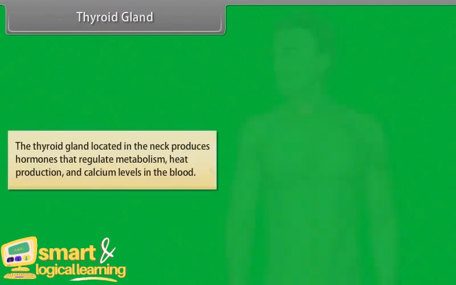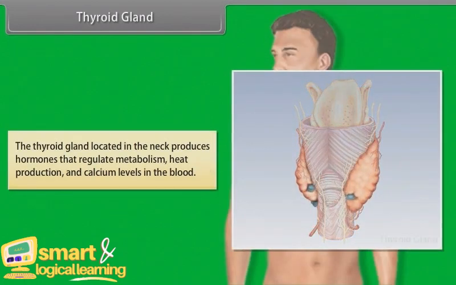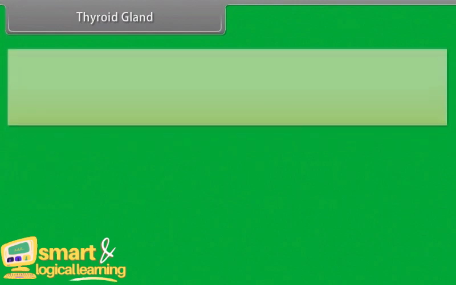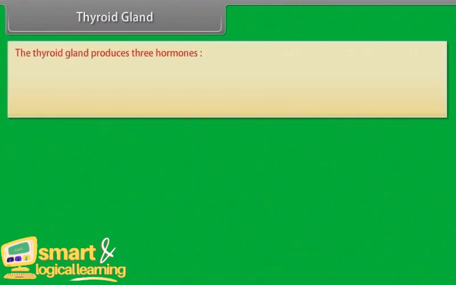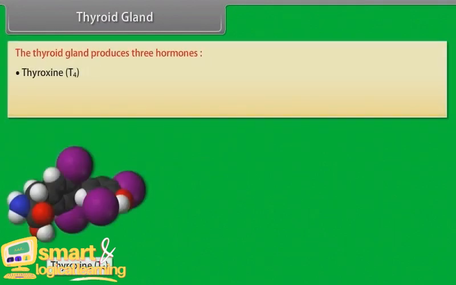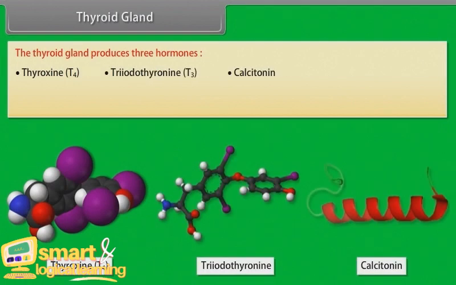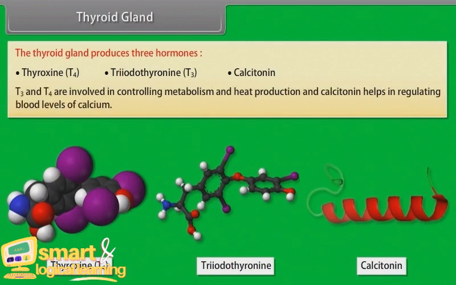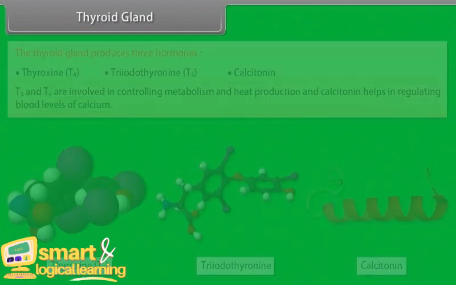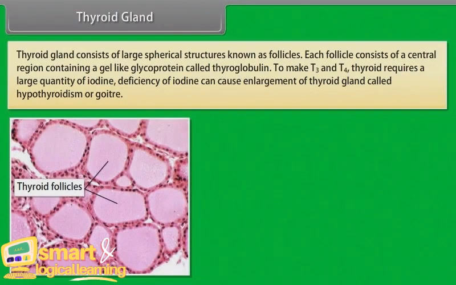Thyroid gland. The thyroid gland, located in the neck, produces hormones that regulate metabolism, heat production, and calcium levels in the blood. The thyroid gland produces 3 hormones: thyroxine, T4, triiodothyronine, T3, and calcitonin. T3 and T4 are involved in controlling metabolism and heat production, and calcitonin helps in regulating blood levels of calcium. The thyroid gland consists of large spherical structures known as follicles.